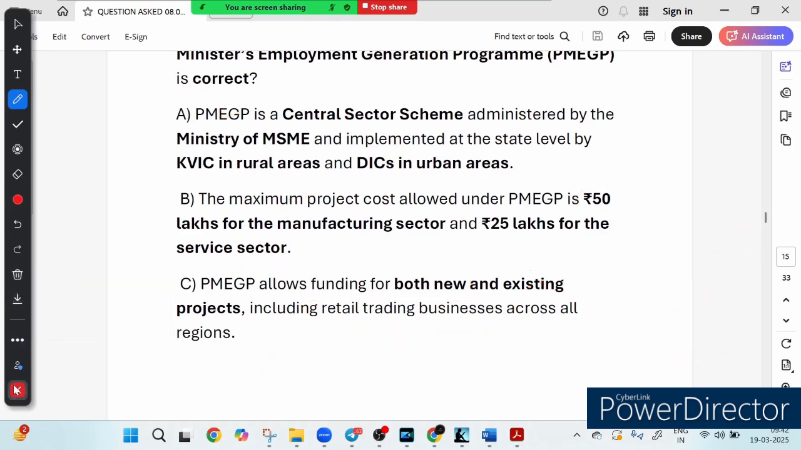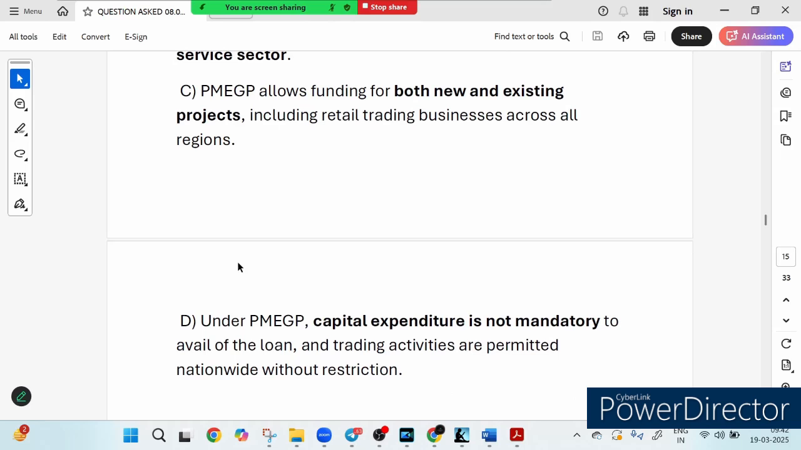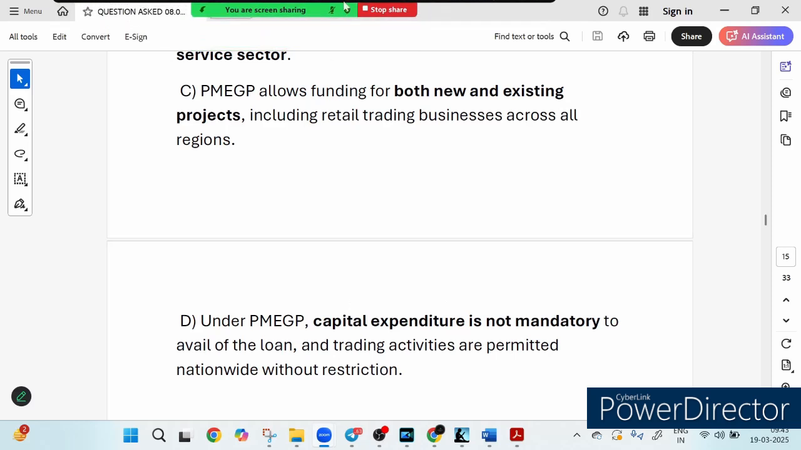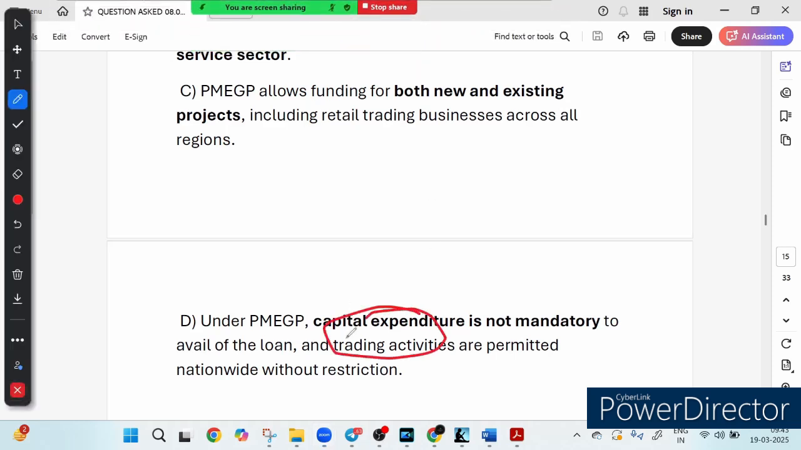Now, the next option is, under PMEGP, capital expenditure is not mandatory. This is also wrong, because capital expenditure is mandatory. You must invest in assets like equipment and machinery to avail of the loan. Trading activities are not involved, right? Trading activities are permitted? No, this is wrong. Trading activities are not permitted. Remember it. They are restricted to NER and LWE districts.